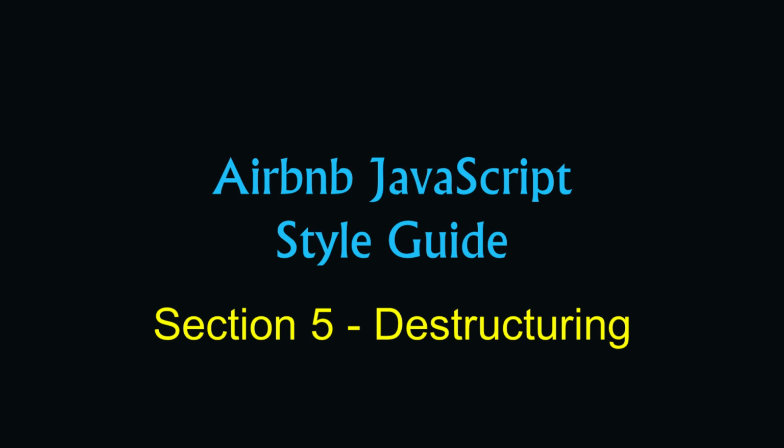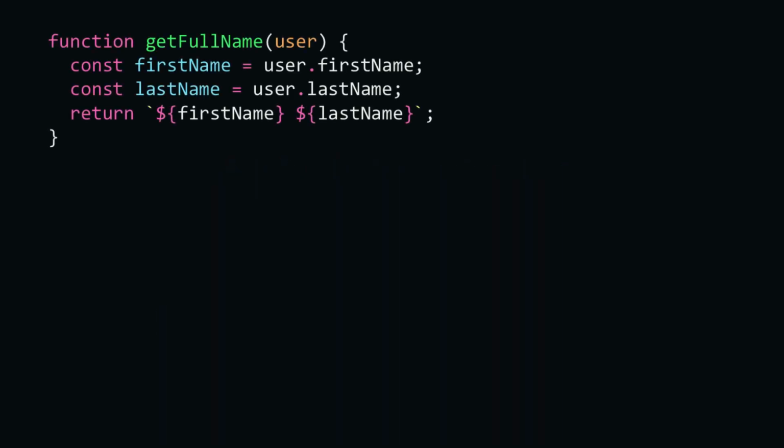The traditional way of accessing properties from an object can lead to redundant code, as we can see here. In this example, we're creating temporary variables, first name and last name, to store properties of the user object. This approach is not ideal because it introduces unnecessary repetition and increases the risk of typos and errors.